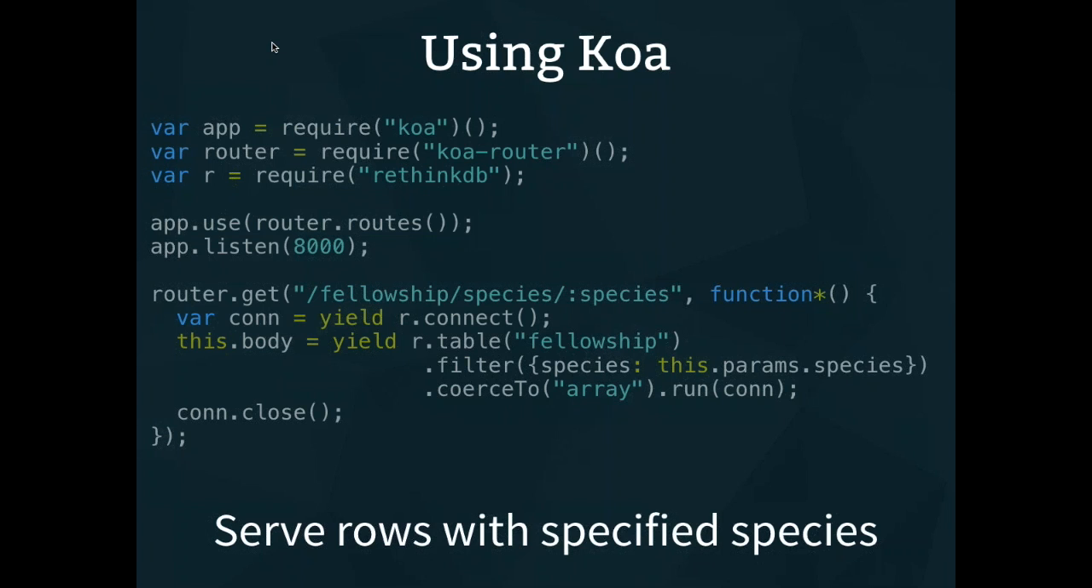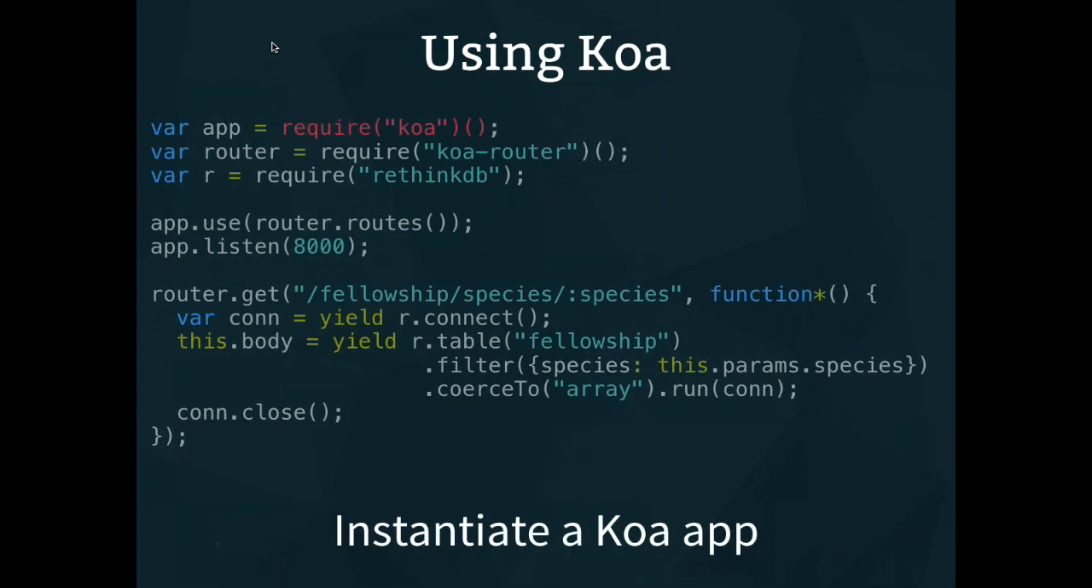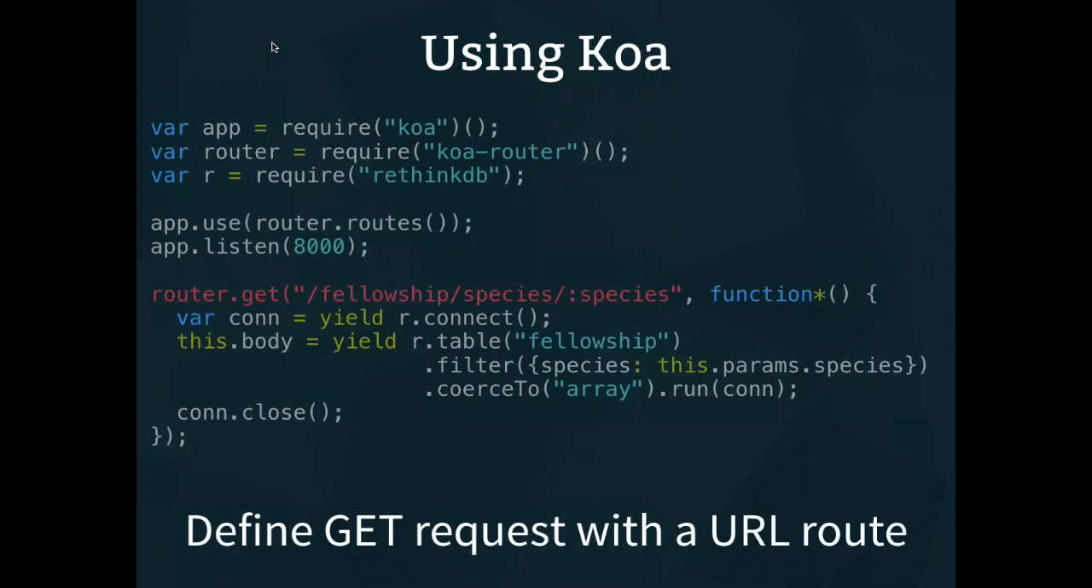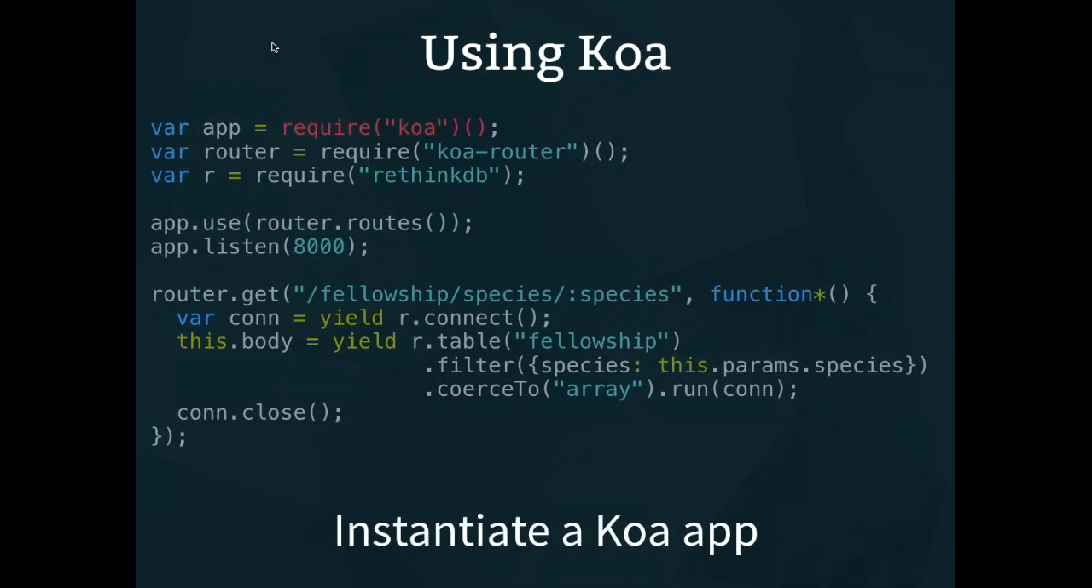So I'm going to walk you through this step by step so you understand what's going on. First, we instantiate the Koa app. We import the Koa module and call it so that we get an application. And then below that, you can see here we've got Koa router and the RethinkDB modules that we're also importing, and then we call .listen to run the application server on a specific port.